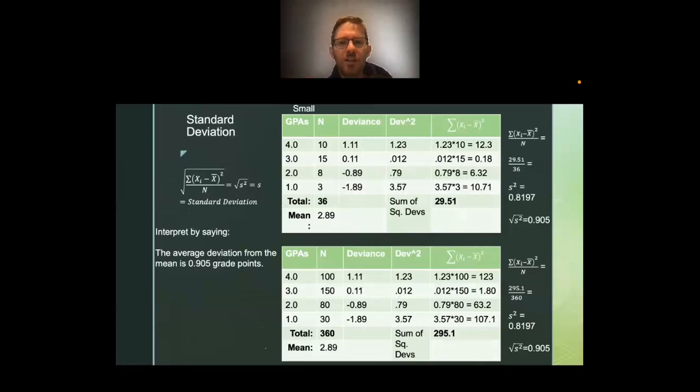So let's find the standard deviation of our data sets here. Remember, we are just taking the square root of the variance. We found the variance last time. That's what s squared is, the variance. Take the square root of that, and our s, or our standard deviation, is 0.905. And the way you interpret a standard deviation is by saying the average deviation from the mean for a single case is 0.905 grade points, right? It makes a lot more sense than saying 0.8197 grade points squared.